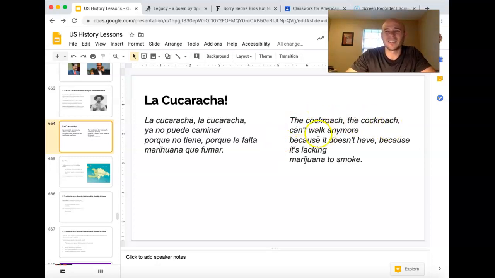The cockroach can't walk anymore because it's lacking marijuana to smoke.